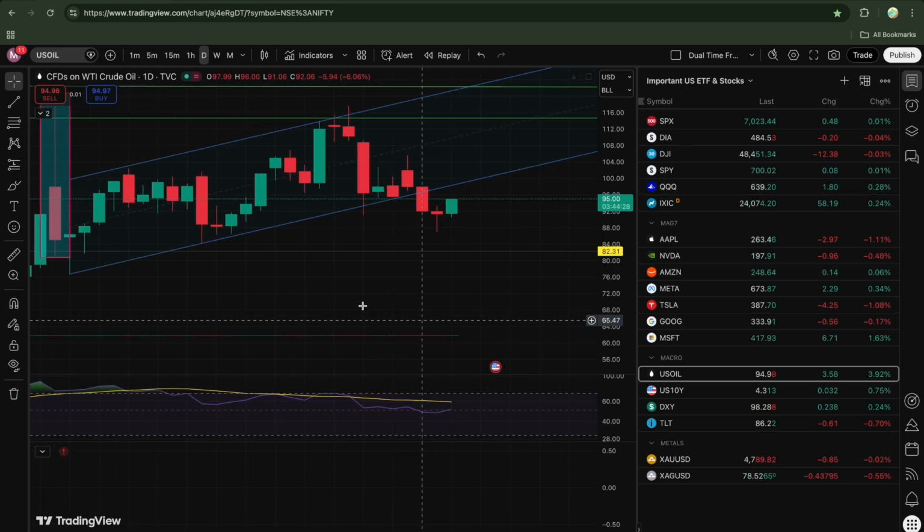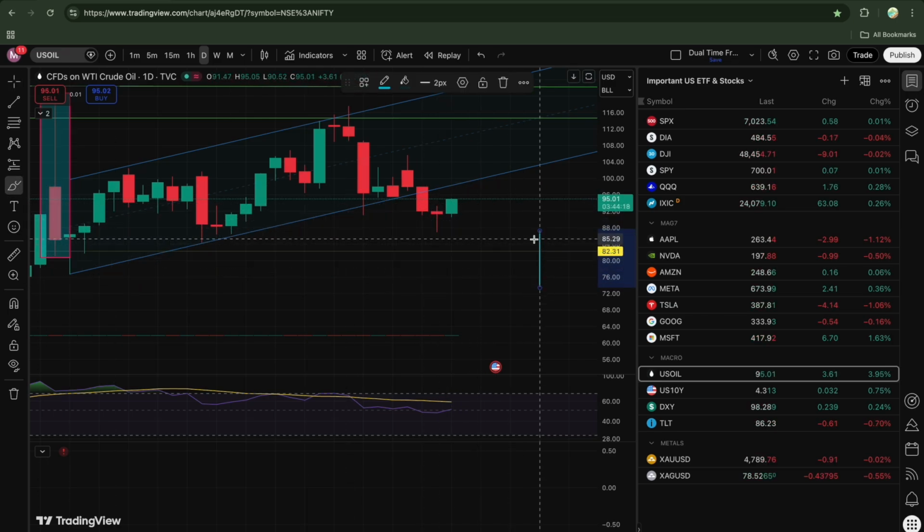Okay, so in the US oil chart we can see that it has formed something like a bullish hammer. A bullish hammer is a candlestick where the price opens at the upper end of the candle and the body is around the upper end, and then it goes down and comes back to the top. This means that this is like a bullish candle and most likely it can go up, and now we can see that there is an up move in US oil. Okay, so how far it can go?